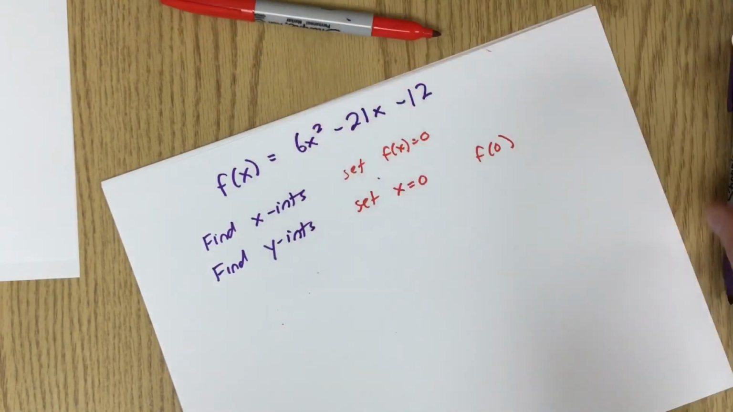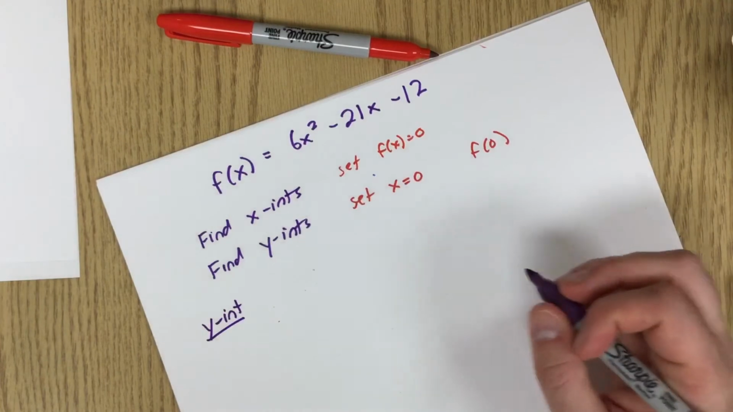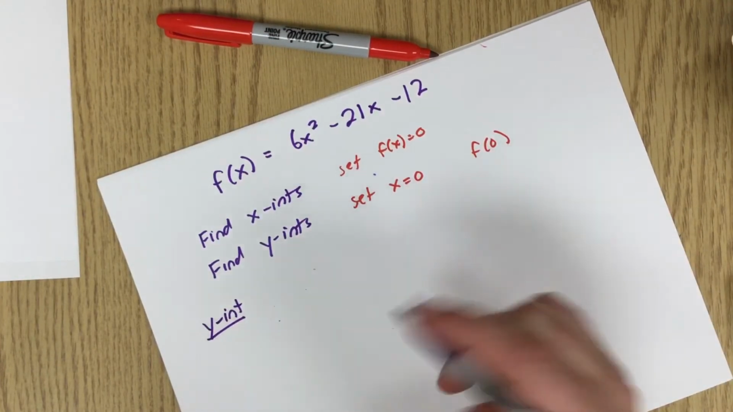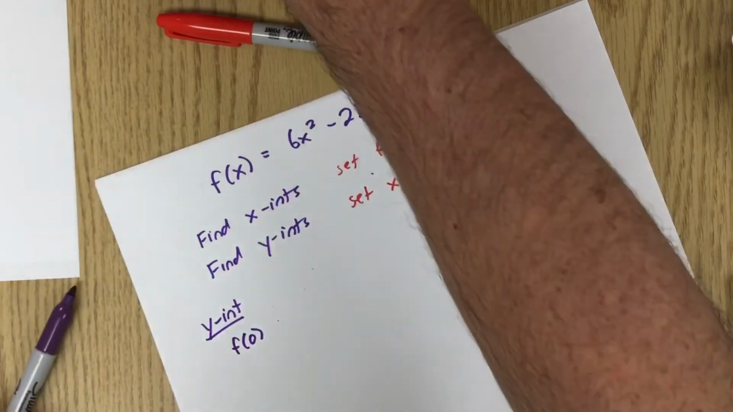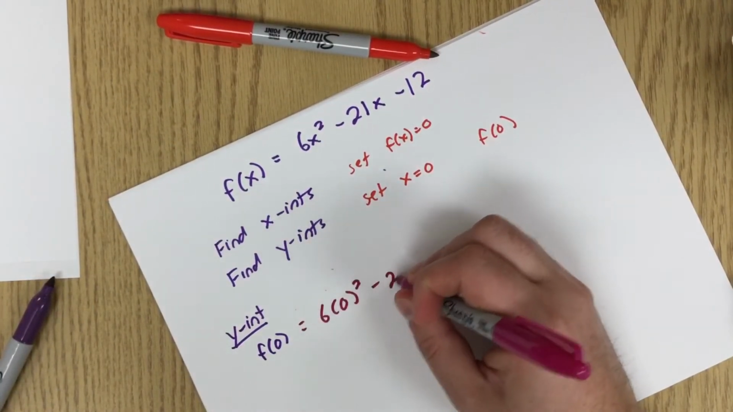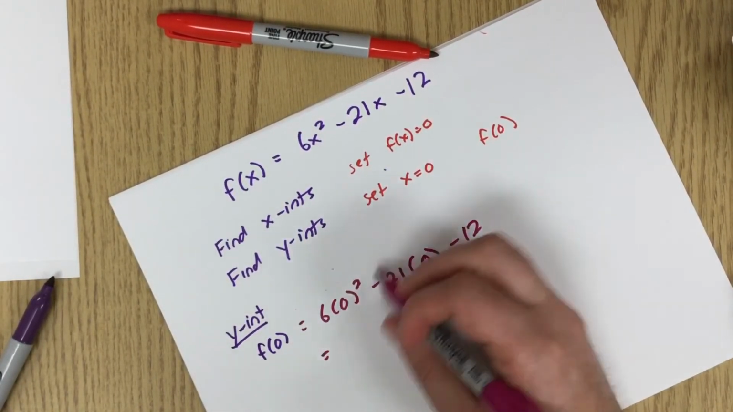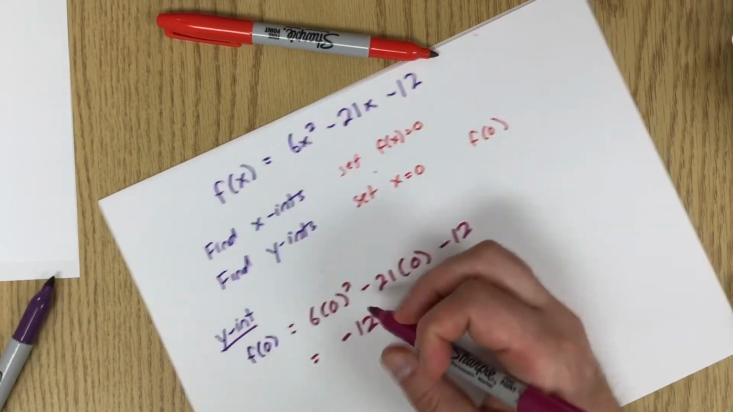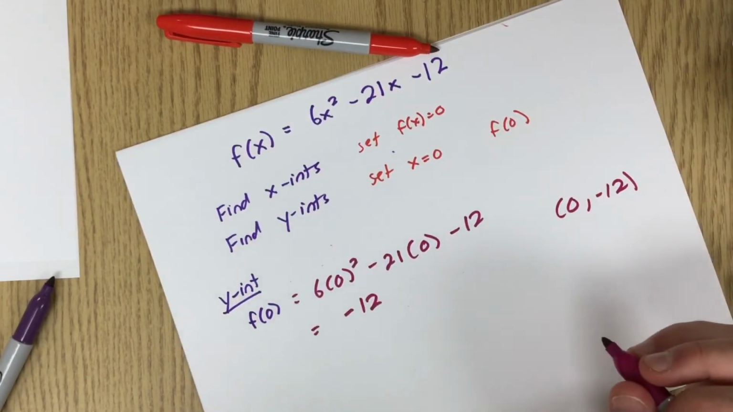So let's find the y-intercept first. We want to make x equal to 0, so f of 0 is going to be 6 times 0 squared minus 21 times 0 minus 12, which is 0 minus 0, just minus 12. So the y-intercept is 0 and minus 12.